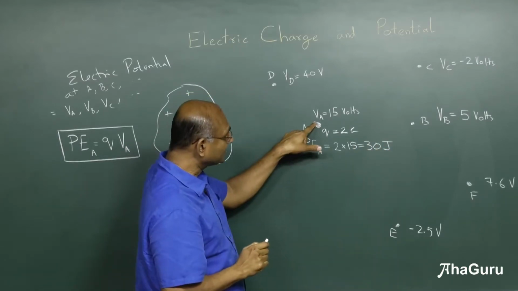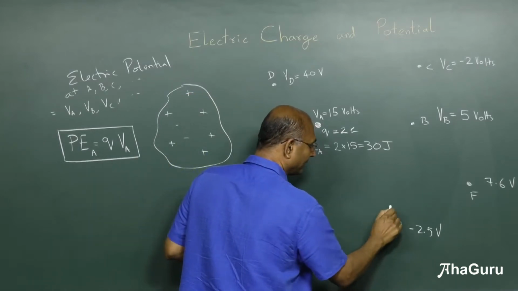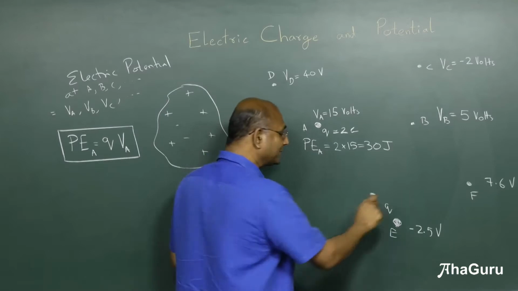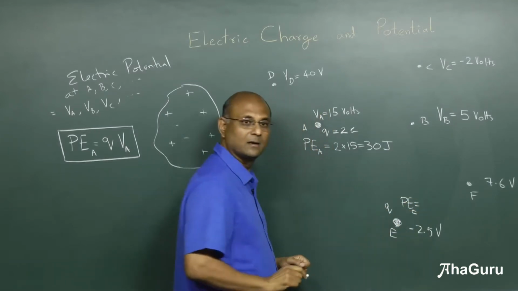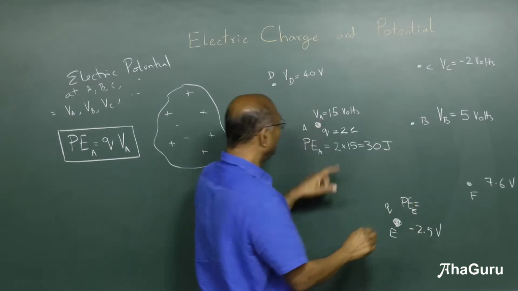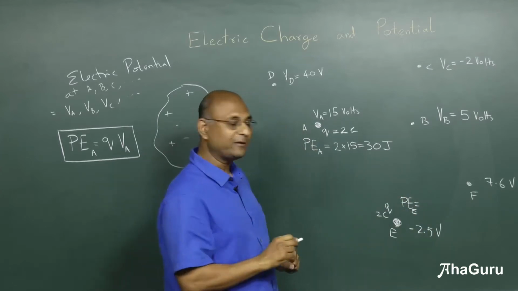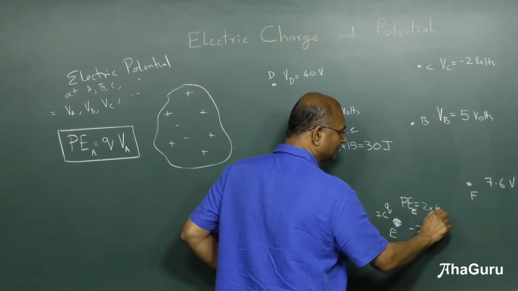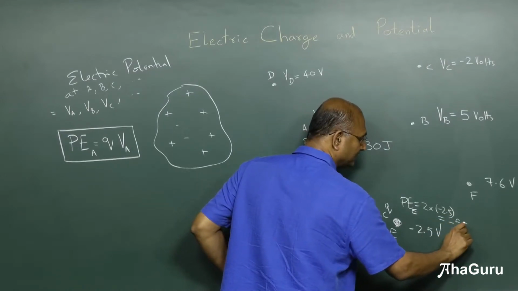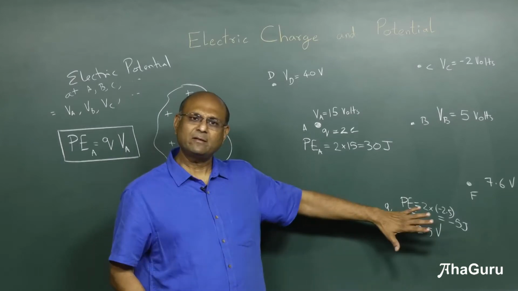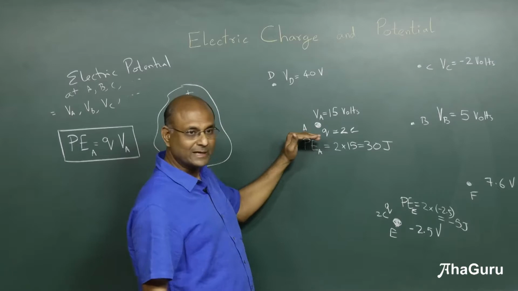But if the same charge Q ran off to this place, when it comes here, how much will be the potential energy at E? Well, it is 2 coulombs into minus 2.5. So 2 into minus 2.5 is how much? Minus 5 joules. Is it okay to be negative? Energy can be negative? Absolutely, no problem. So it can be negative. Okay, so is that clear?